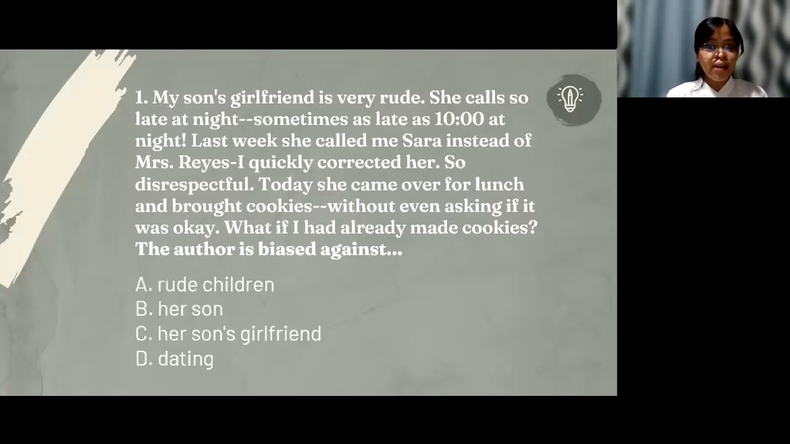The author is biased against: A, rude children; B, her son; C, her son's girlfriend; or D, dating. Okay, so what is your answer? If your answer is C, then you are correct. If not, let's move on to the second item.